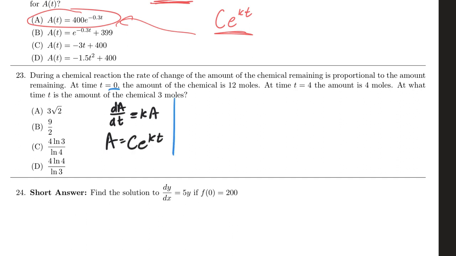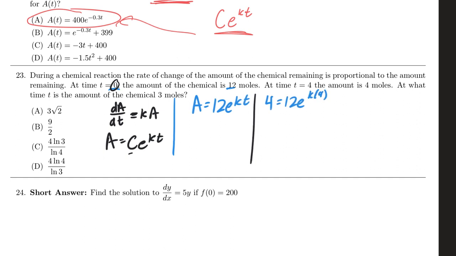All right, they tell me at time 0, I have 12. So that's going to tell me my formula is now 12e^(kt). That basically just tells me what the C value is. If you know your initial value, that's C. At time 4, the amount is 4 moles. So now 4 goes to 12e^(k·4).